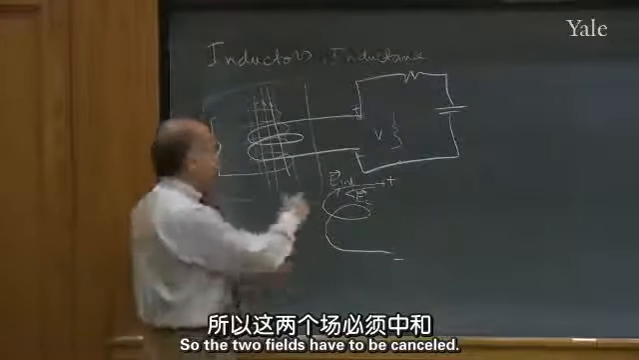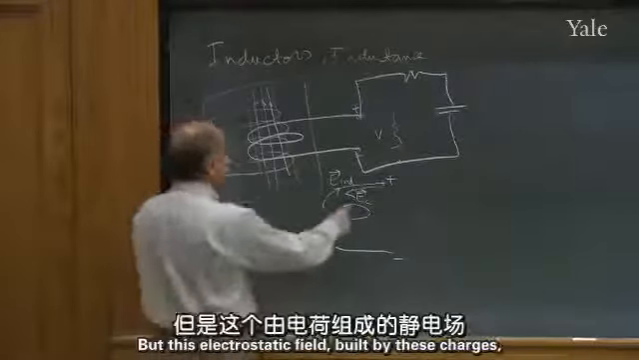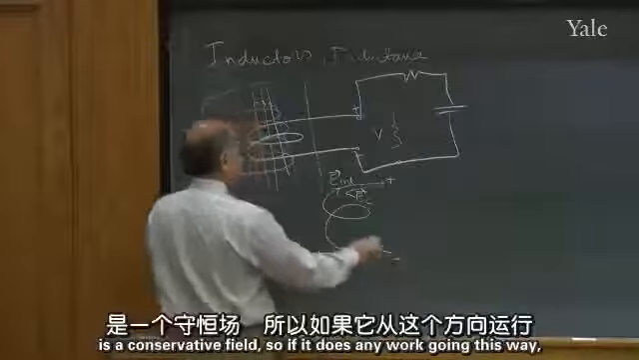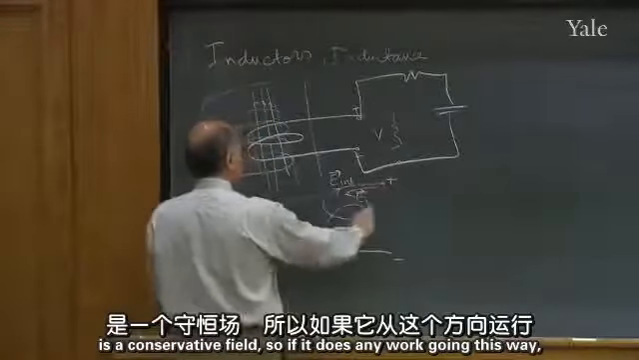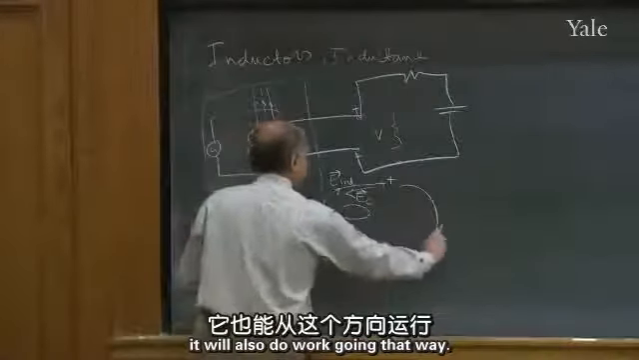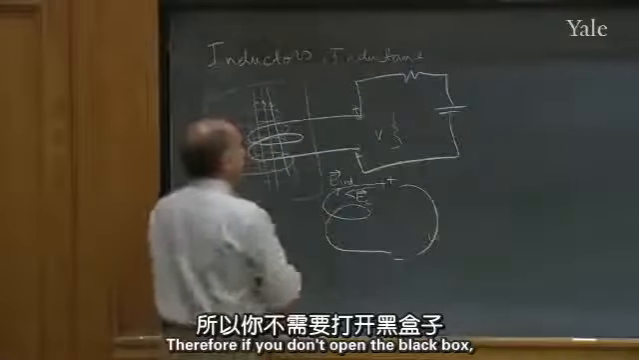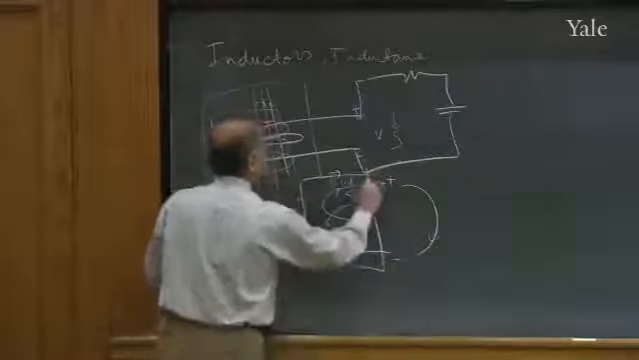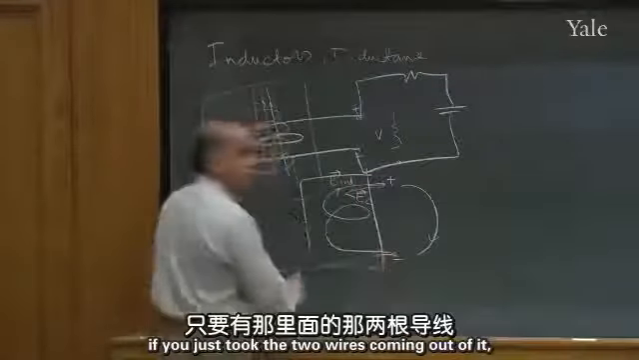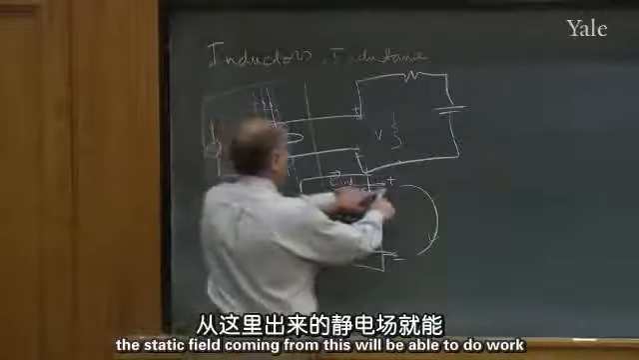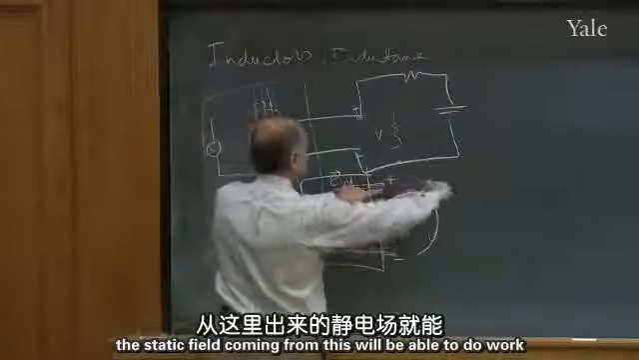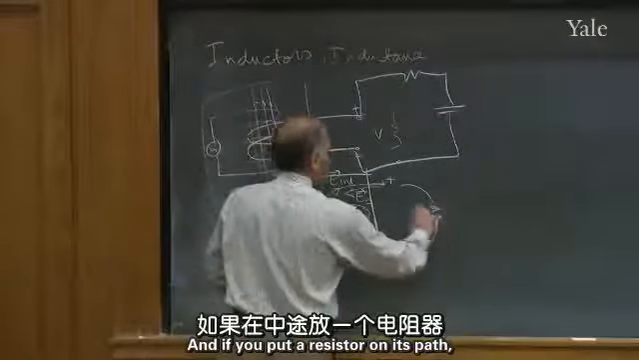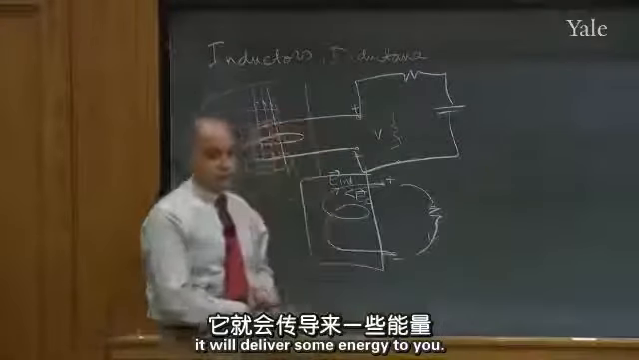So the two fields have to be canceled. But this electrostatic field, built by these charges, is a conservative field. So if it does any work going this way, it'll also do work going that way. Therefore, if you don't open the black box and just take the two wires coming out of it, the static field coming from this will be able to do work going from plus to minus terminal. And if you put a resistor on its path, it'll deliver some energy to you.